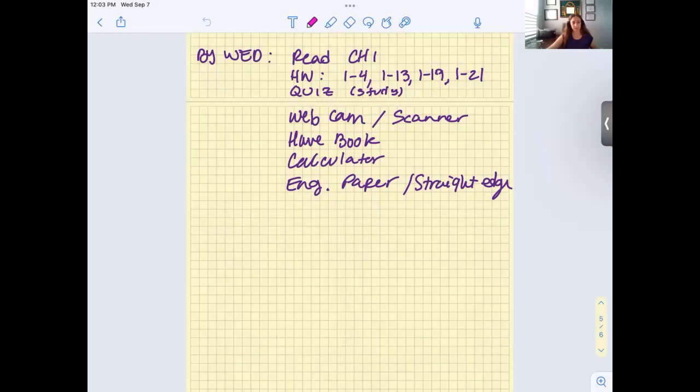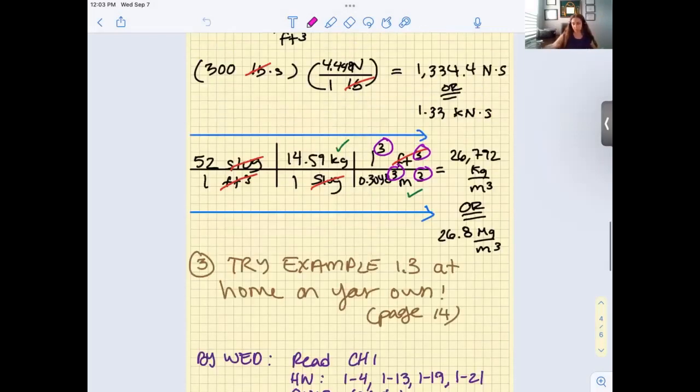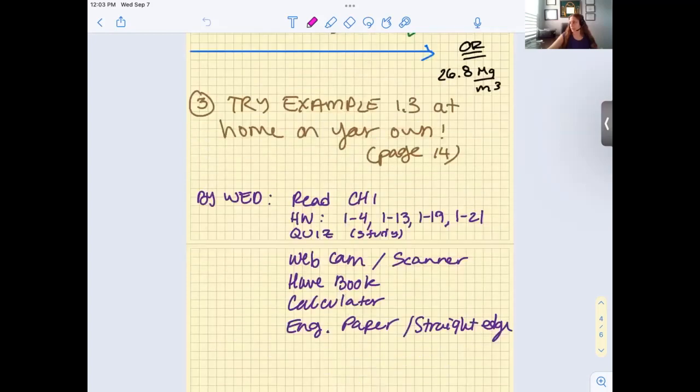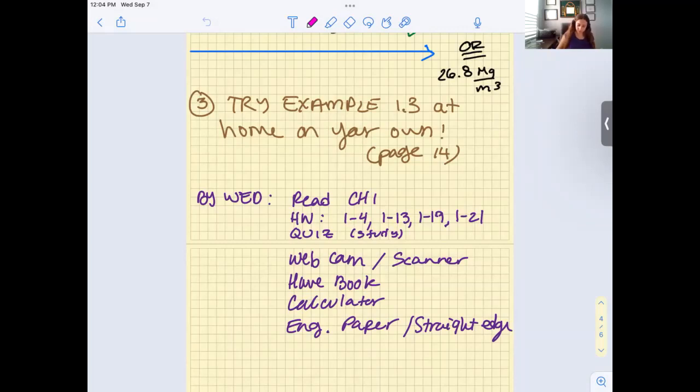Today we will be continuing with lecture. Last week was all about chapter 1 and conversions, and this week will be about chapter 2. Chapter 2 is about force vectors.